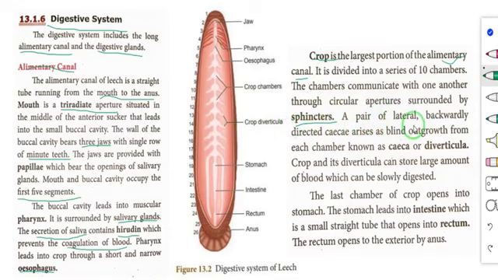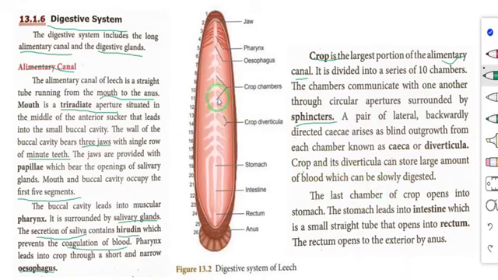Then a pair of lateral, backwardly directed cecae arises as blind outgrowths from each chamber, known as ceca or diverticula. See, this is a chamber region, and near the chamber region an outgrowth arises. That outgrowth is known as diverticula. The crop and its diverticula can store a large amount of blood which can be slowly digested.